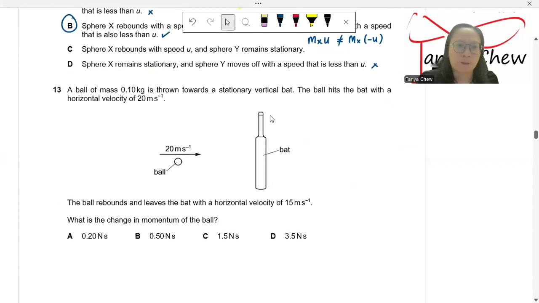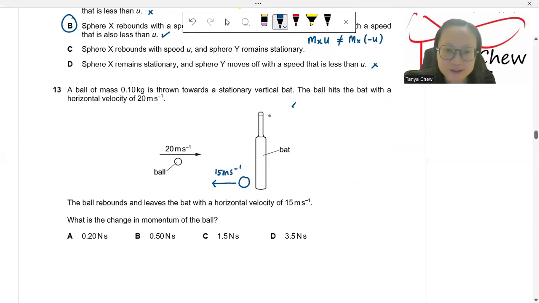Question number 13. A ball of mass 0.1 kilogram is thrown towards a stationary vertical bat. The ball hits the bat with a horizontal velocity of 20 meters per second. The ball rebounds and leaves the bat with a horizontal velocity of 15 meters per second. What is the change in momentum? Remember, this is the symbol of momentum, small p here. Delta means change, so it has to be the final momentum minus the initial momentum.